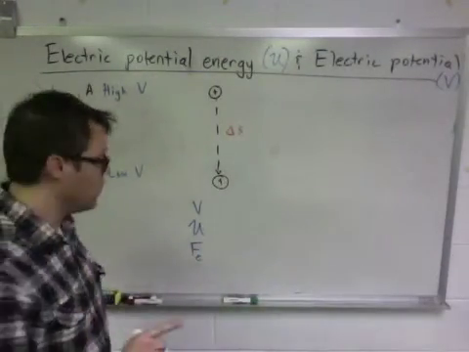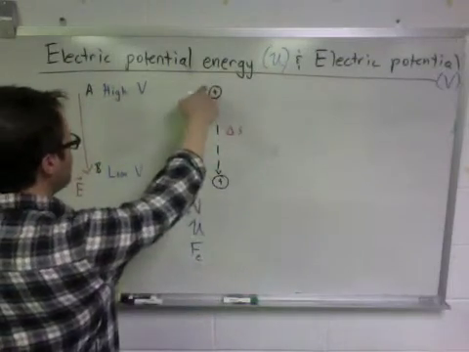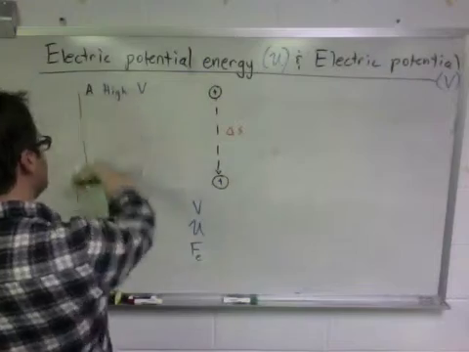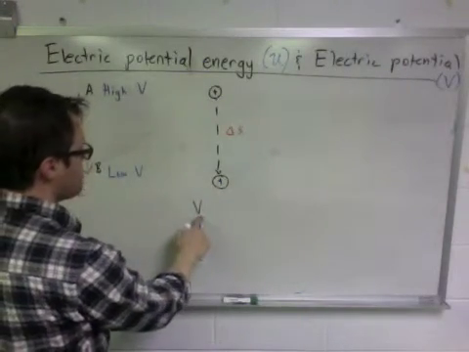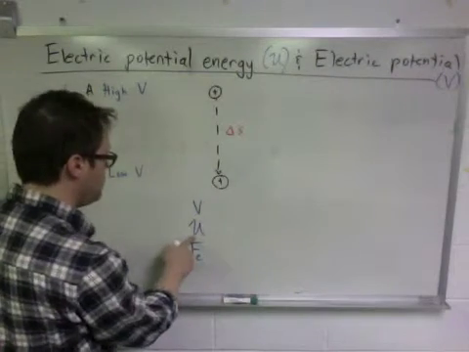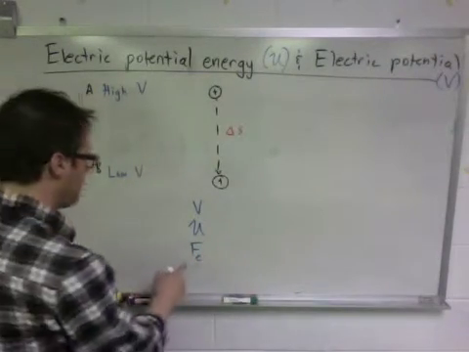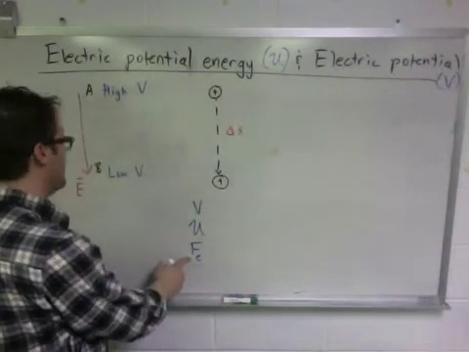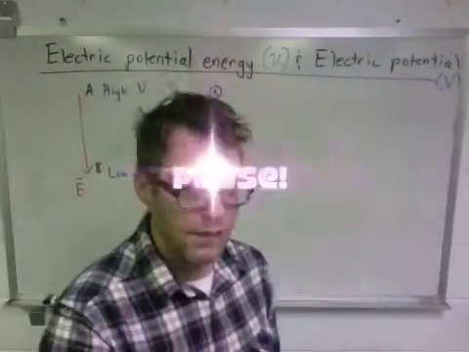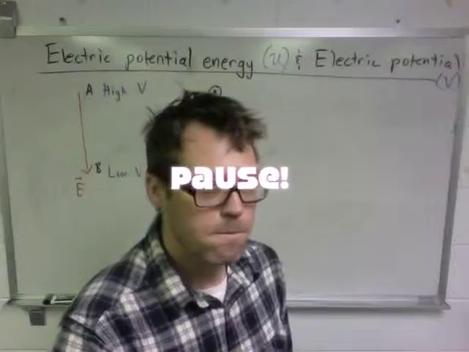So my question to you is, as the positive charge goes through this displacement in this downward electric field, what happens to V? Does it increase or decrease? What happens to U? Does it increase or decrease? And did the electric force do positive or negative work? Pause for a second and think about that. Okay?